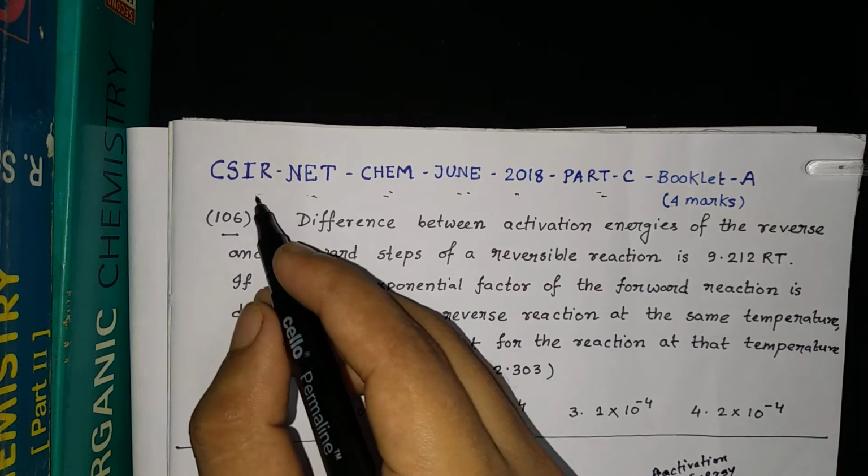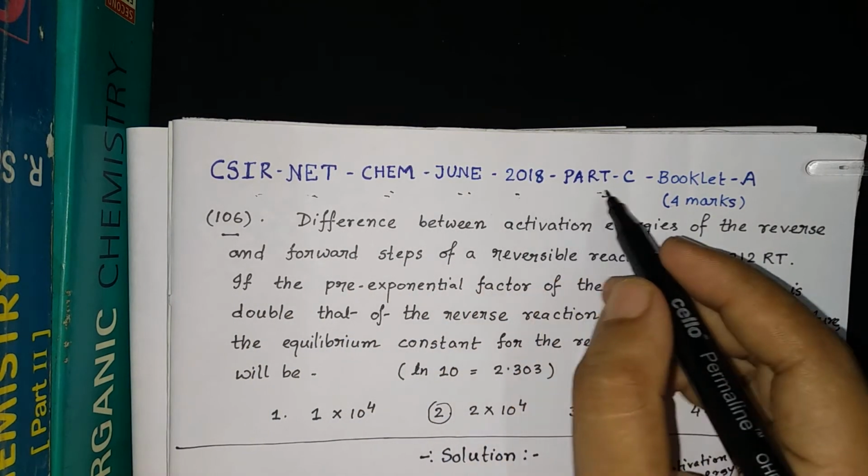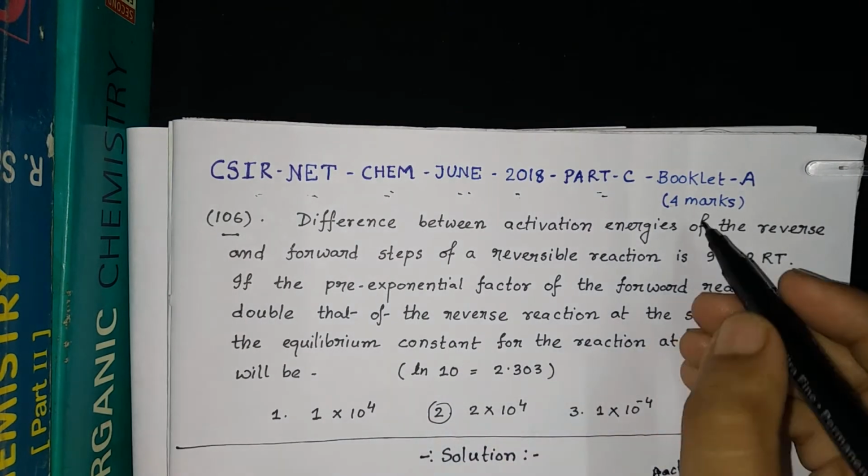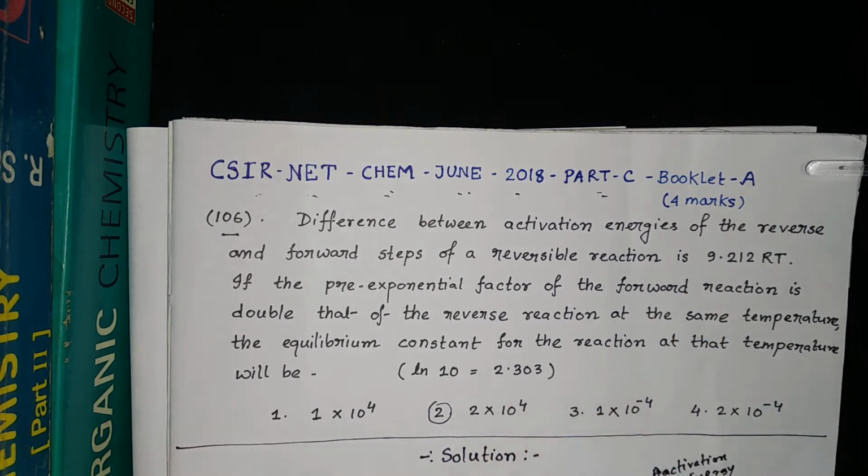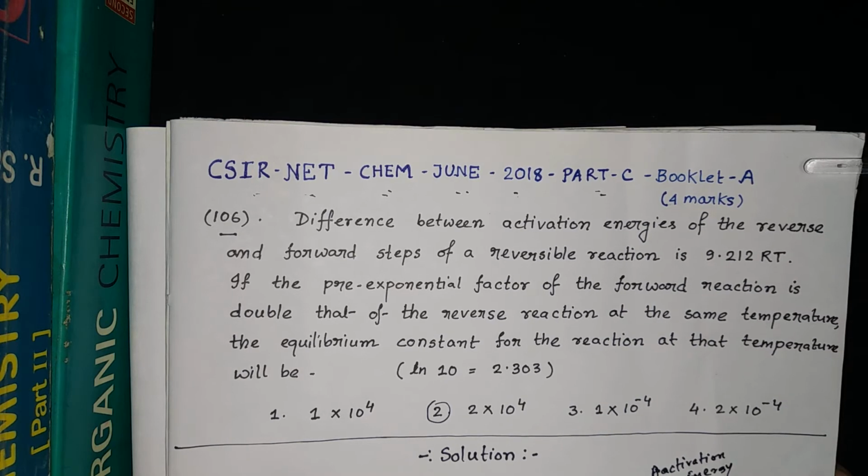Hello guys, today we will discuss the CSIR NET Chemistry June 2018 Part C Booklet A question number 106. This is a 4 marks question. So this is a physical chemistry question and the question is on your screen. I will read the question.